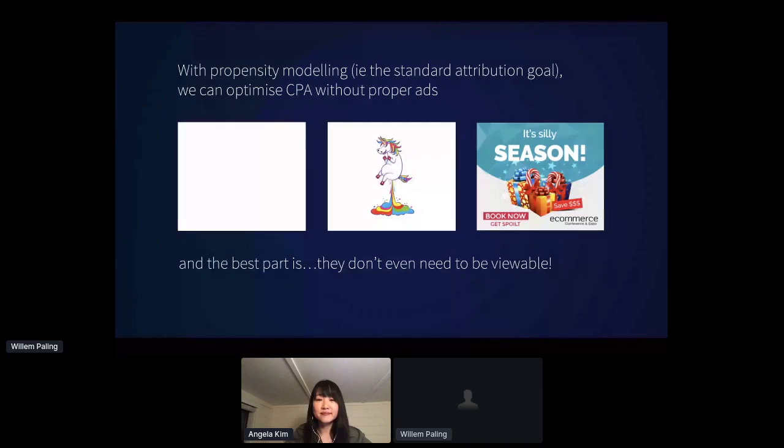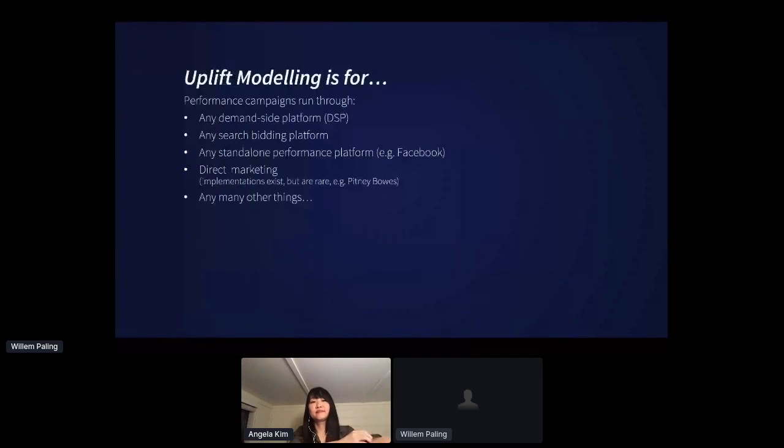With propensity modeling, we can optimize without even having proper ads. So I mean, that's the ultimate proof of that not being the right approach. So in summary, having an uplift modeling approach is the right approach to deploy AI for marketing properly.